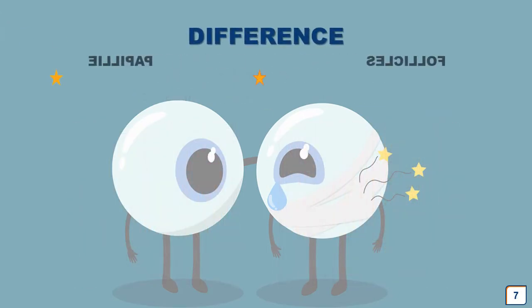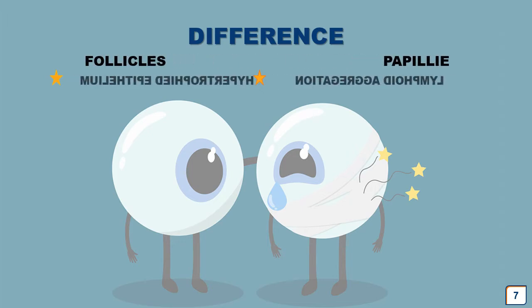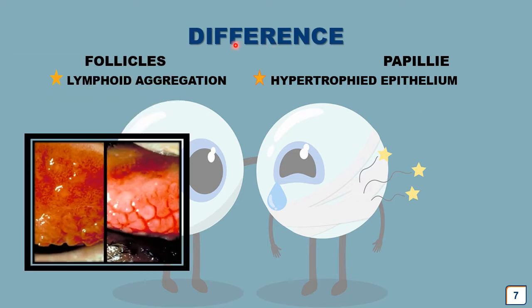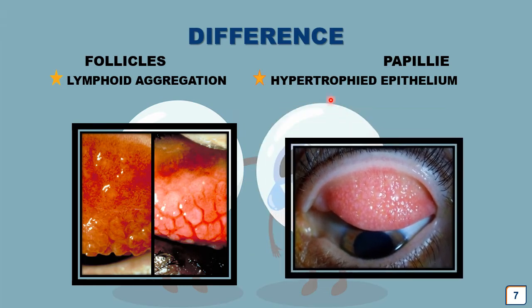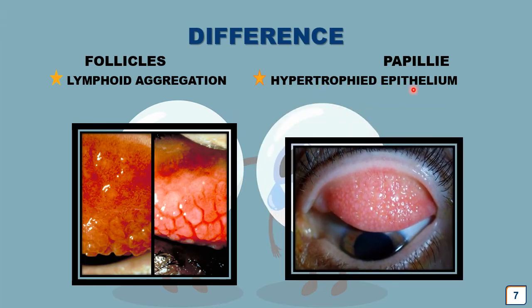But before discussing the stages of trachoma in detail, we have to know the basic difference between the follicles and the papillae. So follicles are nothing but lymphoid aggregations, as you will observe there. However, the papillae are not lymphoid aggregations, but they are the hypertrophied epithelium of conjunctiva, plus there will be stromal infiltration too. So this is the basic difference between them.